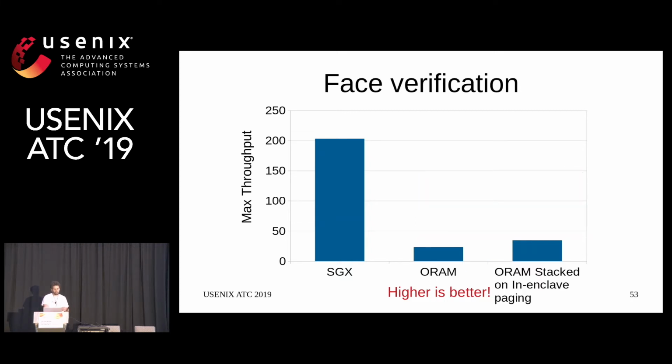But that's not all. By stacking ORAM on top of in-enclave paging, reducing the cost of paging, we were able to further reduce this slowdown to about 5.8 times slowdown, which might be applicable to some systems.